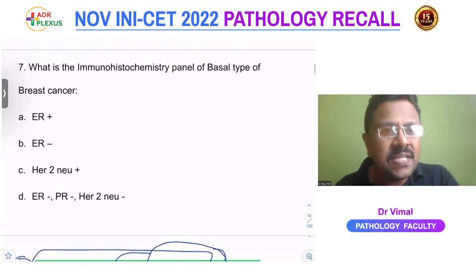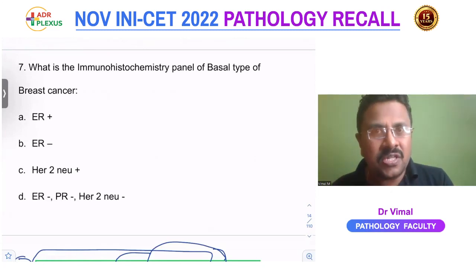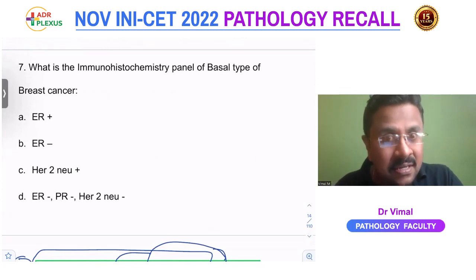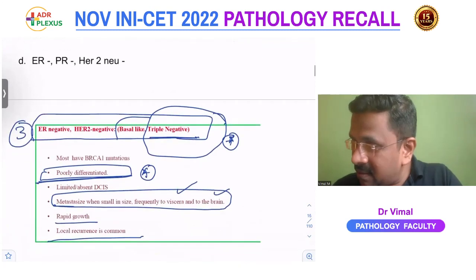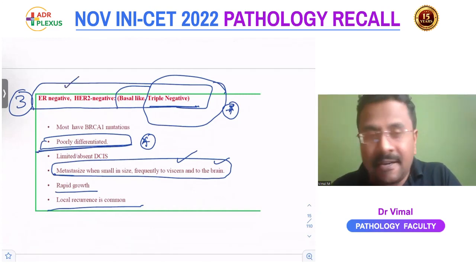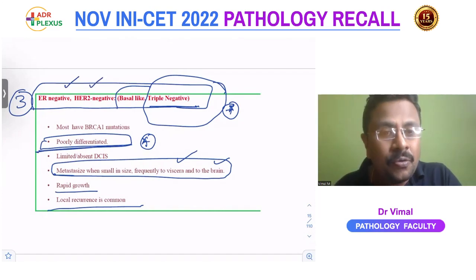Then moving on to the next question, what is the immunohistochemistry panel of basal type of breast cancer? We have discussed in detail the IHC markers in breast cancer and the molecular classification of breast cancer. Students, we have discussed enough of this basal type of breast cancer, and you can see from our workbook that we have discussed it. What is basal-like? That is triple negative. Triple negative, we insisted that it is ER negative, PR negative, and HER2 negative.